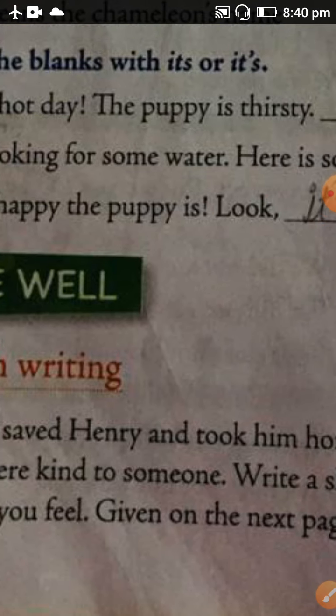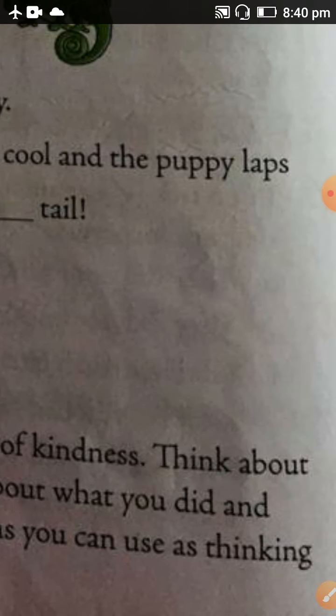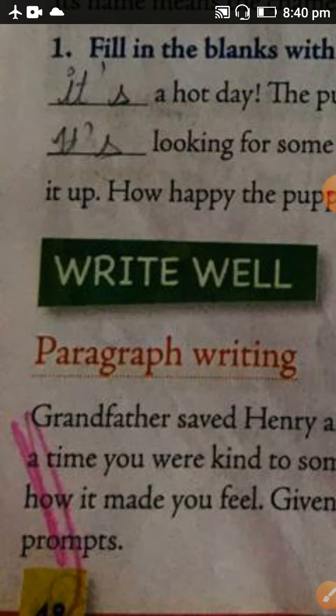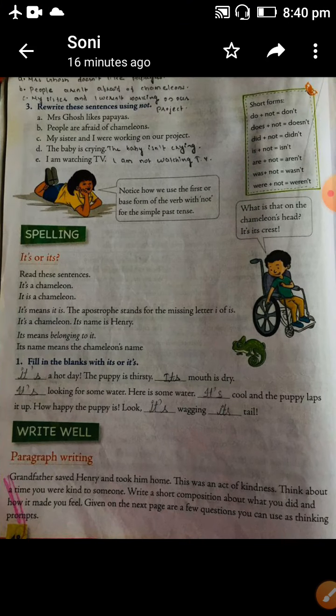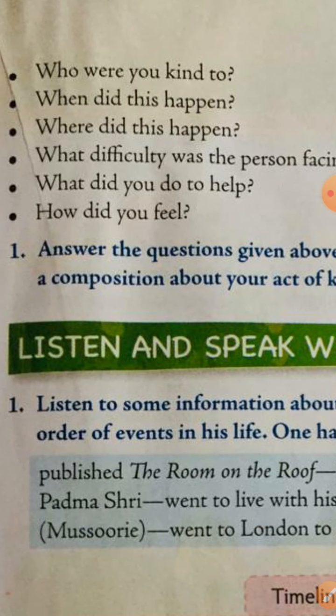Then on the next page are a few questions you can use as thinking prompts. There are questions on page number 49. I am showing you so that you can take help and complete your paragraph. You don't have to write these questions, you just have to write the answers to make the paragraph. Who were you kind to? Suppose you were kind to a cat. So you can write that I was kind to a cat.